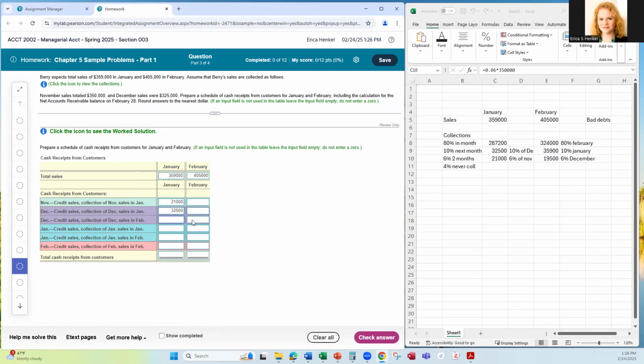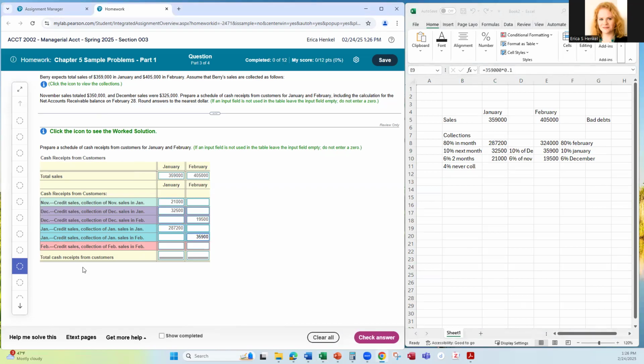And then the other December sales here get collected in February. That's 19,500. And then January sales collected in January were the 287,200. And then January collected in February is this 35,900.